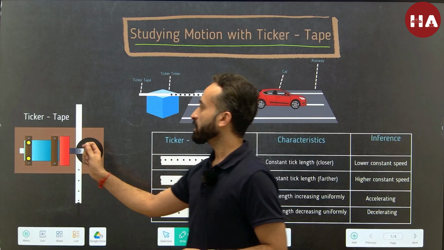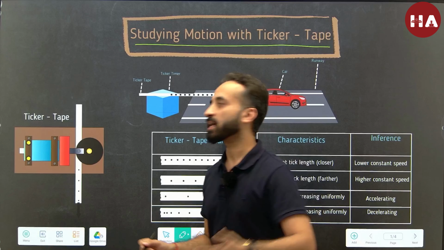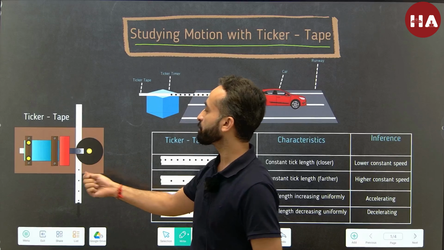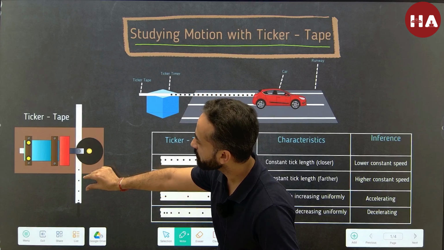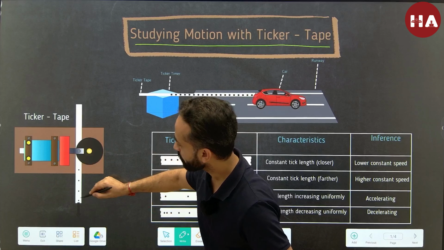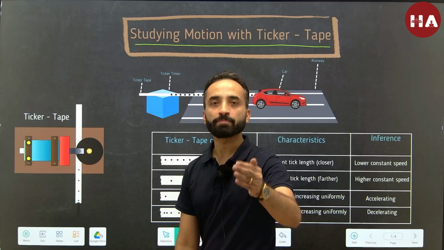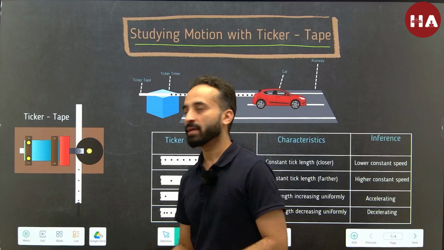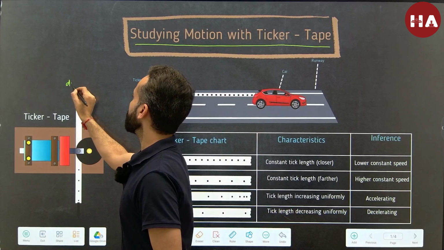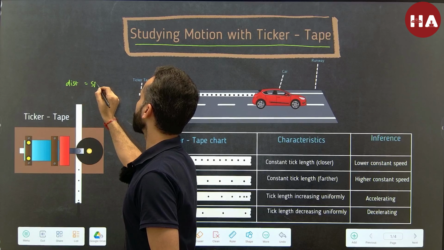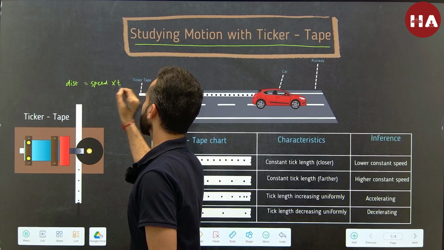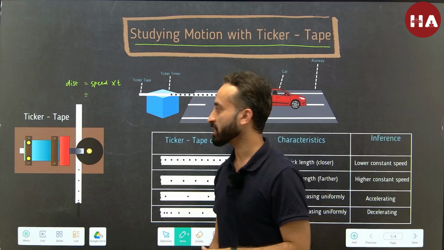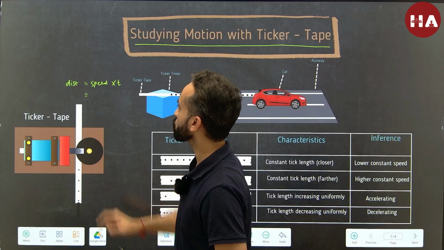Now this device is a timer based device. So let's say after every 0.1 second, this timer puts a dot or an impression on the tape. That is why you are seeing regularly spaced dots here. Okay. Now why regularly spaced? So we would like to believe that the object is moving with a constant speed, and as you may know, distance is equal to speed into time. And since the speed is constant and the time is also fixed, let's say 0.1 second, then the distance between the dots is also fixed.